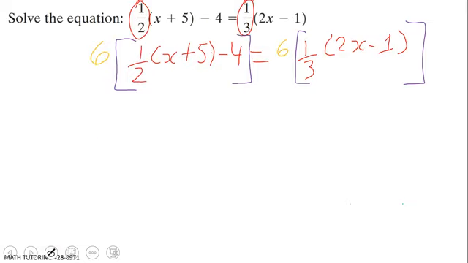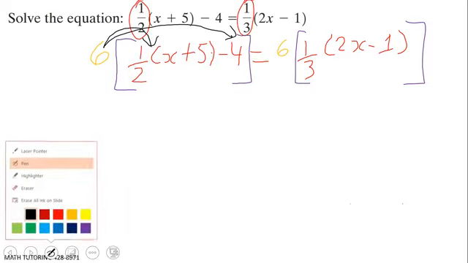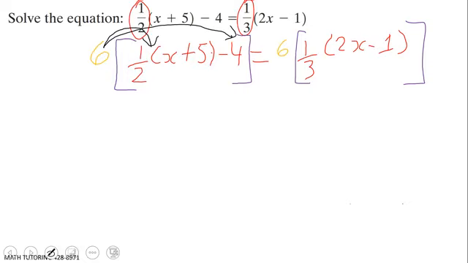So I'm going to multiply 6 by this term, and I'm going to multiply 6 by the negative 4. And watch the laser now. 6 times this term. Let me just do that on the side here. So we have 6 times a half, x plus 5. How are we going to do that?